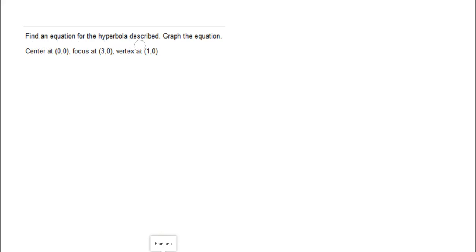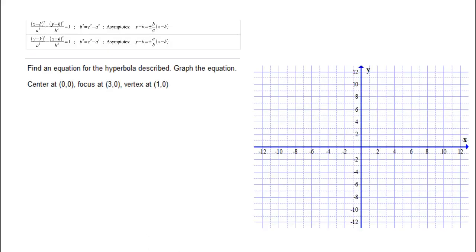Find the equation for the hyperbola described, and graph the equation with center at 0, 0, focus at 3, 0, and vertex at 1, 0. So for this example, we're given that we have a center at 0, 0, a focus at 3, 0, and a vertex at 1, 0. With that information, I'd like to sketch the graph to find the orientation.